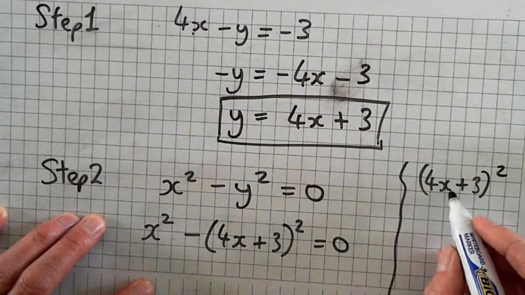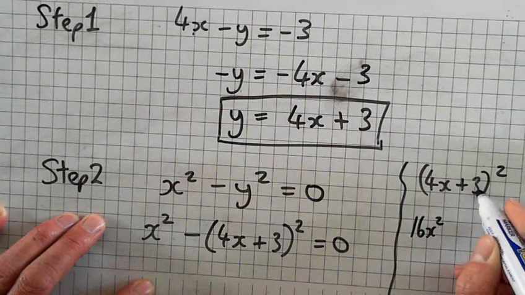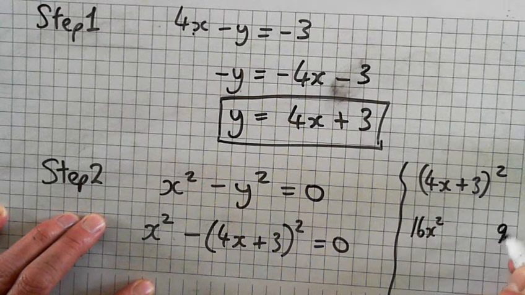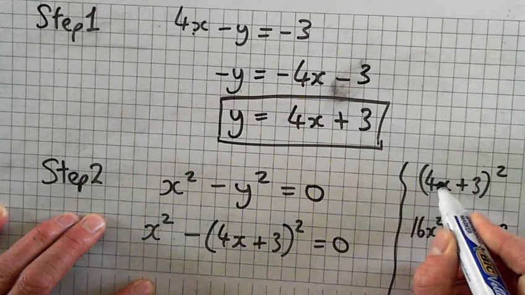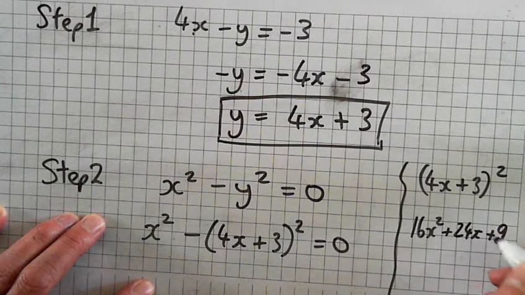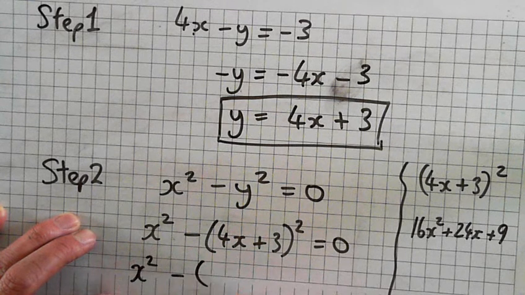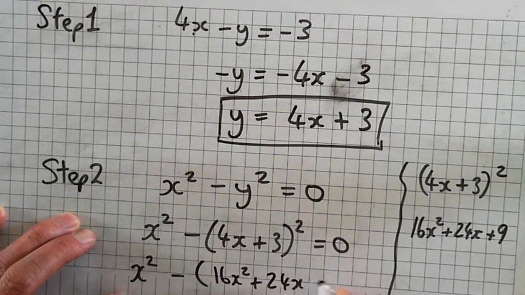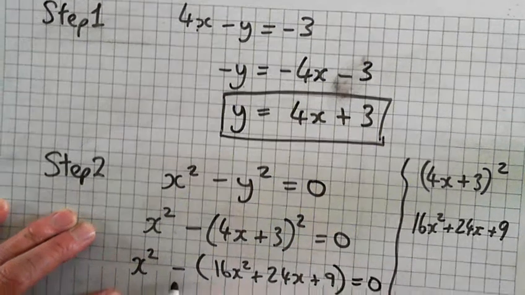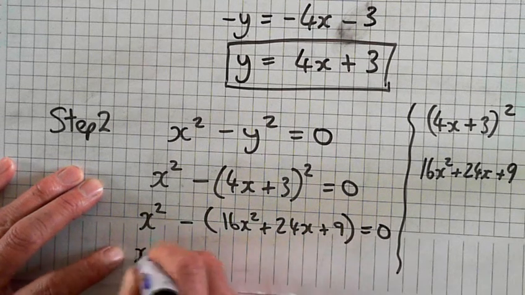What's 4x times 4x? 16x squared. What's 3 times 3? 9. 3 times 4x is 12x, and double it, 24x. So you have x squared minus brackets 16x squared plus 24x plus 9. And now with the minus, you have to change all the signs.